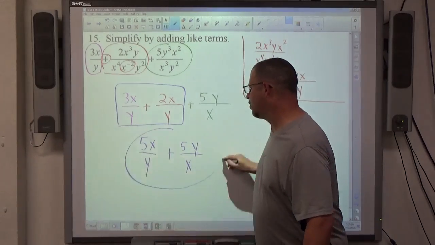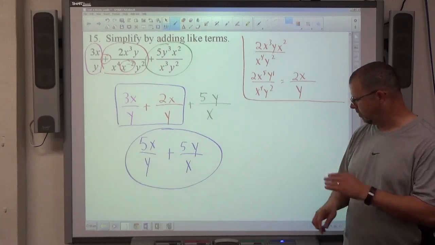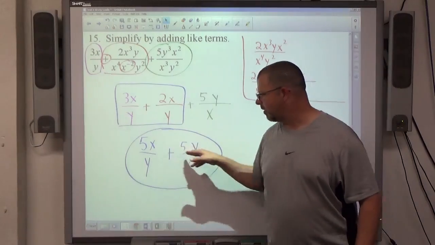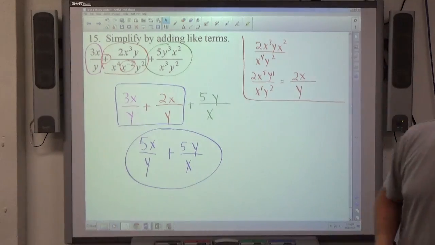You do not have to add those together. You don't have to get a common denominator. You simply have to add like terms. Once you've done it, circle your answer. If you have unlike pieces here that are being added or subtracted, that is the final look of your answer.